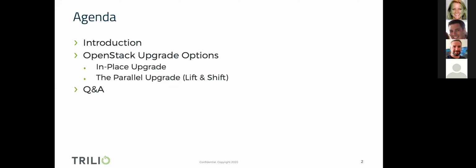So this is the agenda. We're going to keep it quite light. Obviously, a little bit of introductions. But we're going to be talking about OpenStack upgrade options. And as you will probably be aware, there really are only two, or a third, if you choose to not upgrade. But of course, there's only so many times you can ask Red Hat to extend the maintenance of OSP 10. So we're going to stick to just the two upgrade options here: the in-place upgrade and the parallel upgrade, also known as the lift and shift. And then hopefully we'll have time for Q&A, more time than last time.